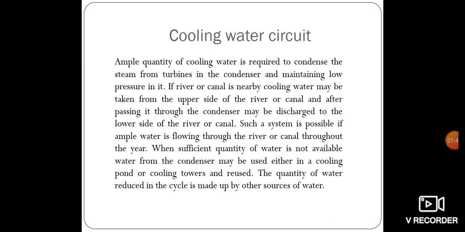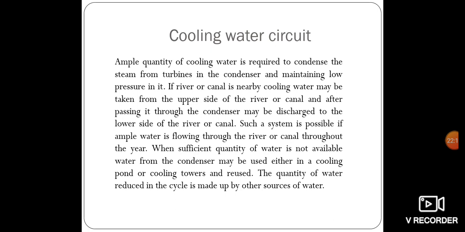Cooling water circuit. Ample quantity of cooling water is required to condense the steam from turbines in the condenser and maintain low pressure in it. If a river or canal is nearby, cooling water may be taken from the upper side of the river or canal, and after passing through the condenser, it may be discharged to the lower side of the river or canal. Such a system is possible if ample water is flowing through the river or canal throughout the year.